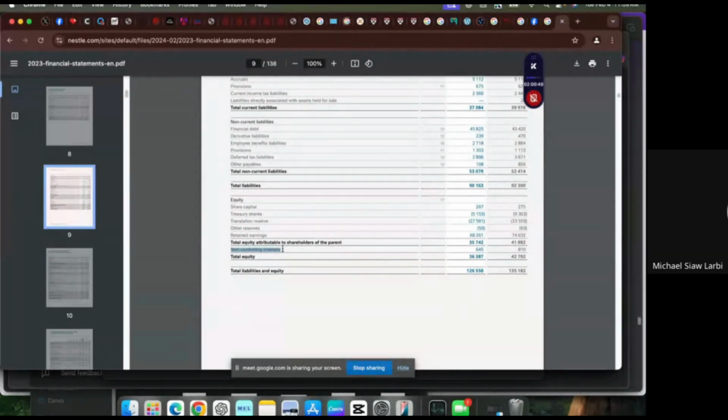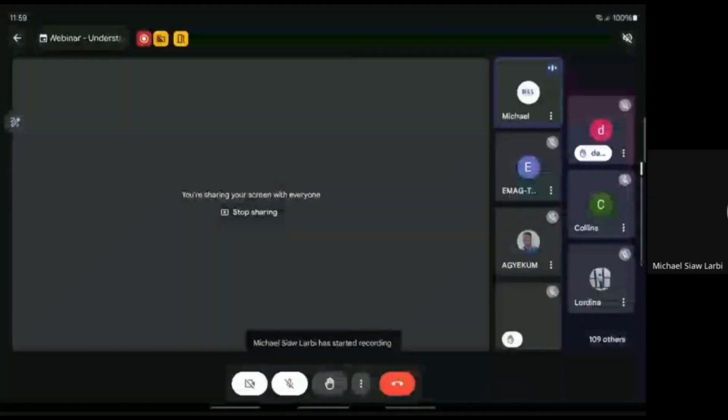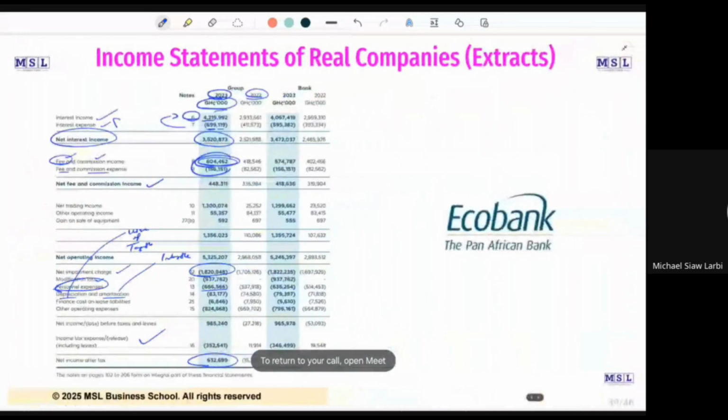There's a lot of things that will happen before the goodwill will appear here and the NCI will appear here, right? But that is obviously outside the scope of this discussion. It's at a really advanced accounting level. But that also shows you that it's not just goodwill. There are other things that must be shown, right? Okay. Any other question?